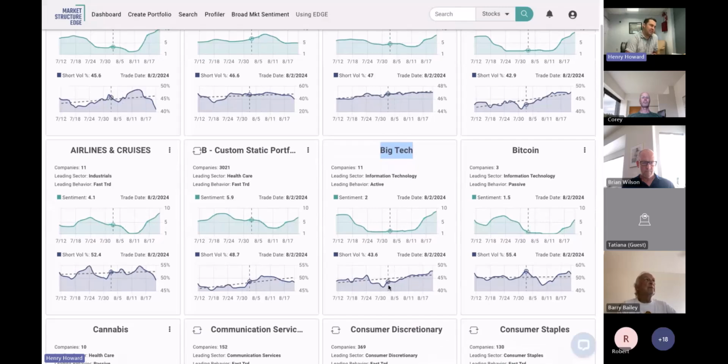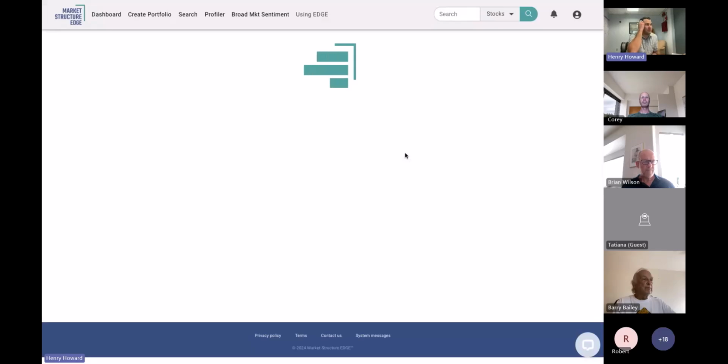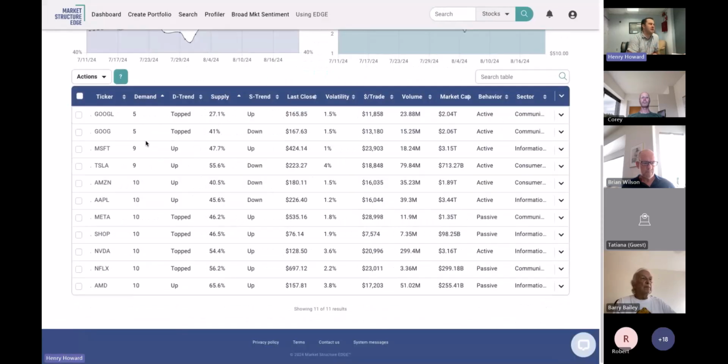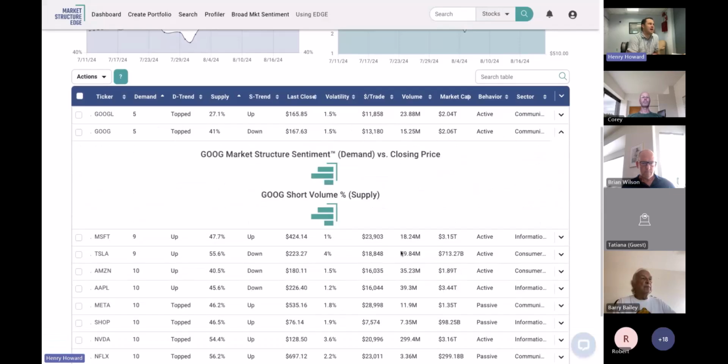Again, similar, and more pronounced to me than broad market short volume, is this significant move higher in big tech. Before we had this run up, I'll hop into this big tech portfolio and show you some of the numbers in here. I mentioned Google the other day, and I mentioned Microsoft, I think, a week ago.